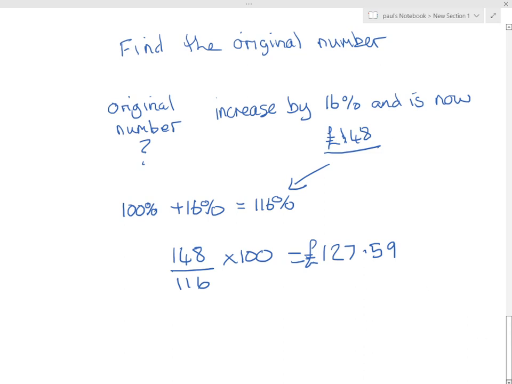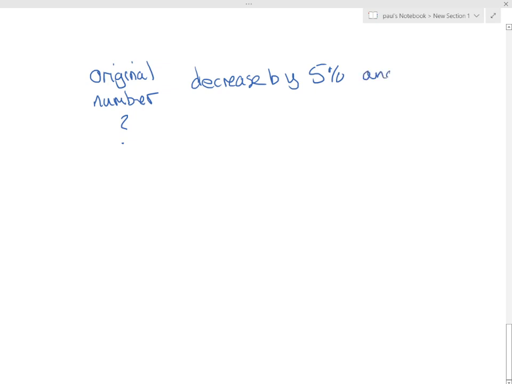Now the original number when there is a decrease is slightly different. So we've got the original value, which we do not know, and then we decrease by 5% and it is now £420. So the original number is going to be bigger than this. Now we need to find out what that is as a percentage.